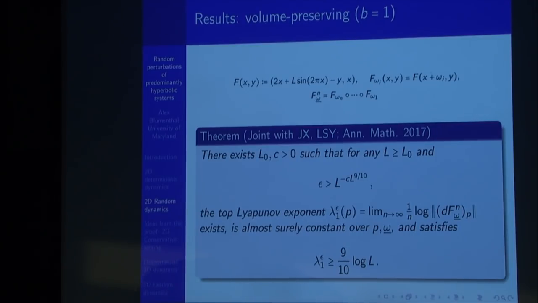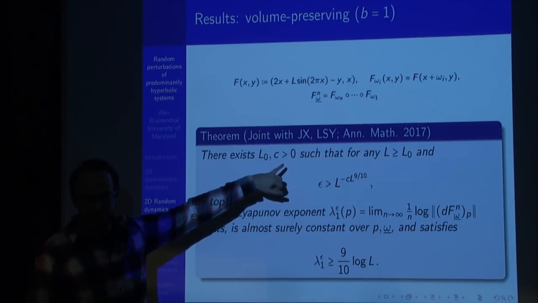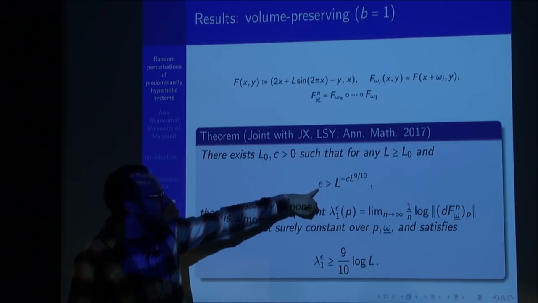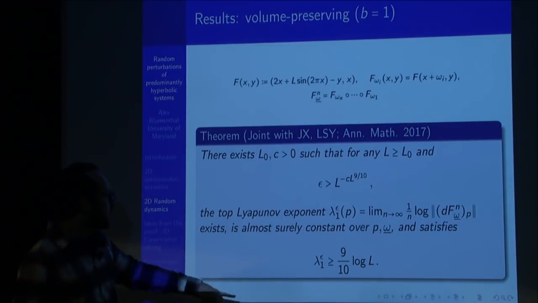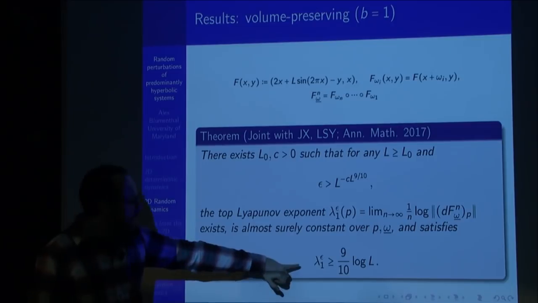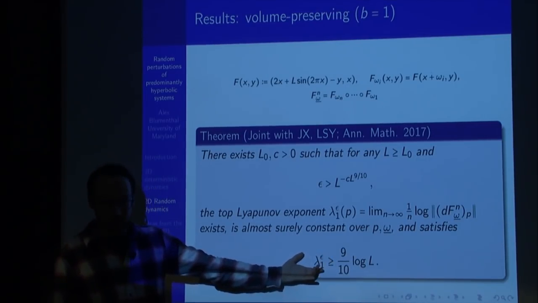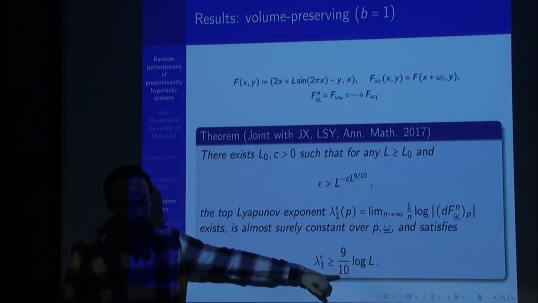Our result, joint with Jinxin Xue and Lai-Seng Yang, is to prove that for large L naught, don't worry about this C, the C is like a tenth, for large L naught, and for epsilon exponentially small in L, the Lyapunov exponent exists as a constant almost surely and sees as much of log L as I want it to. So I can actually take this 9/10 to be as close to 1 as I want.